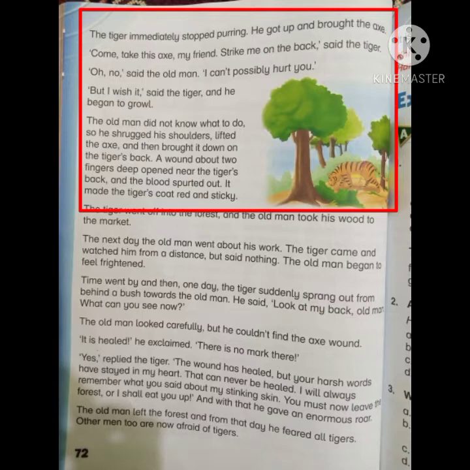The tiger then got up and brought the old man's axe. He asked the old man to strike on his back with the axe. The old man replied that he can't hurt him, but the tiger wished him to do so. So he lifted the axe and made a cut on the tiger's back. The blood started to come out from his back and his coat became red.